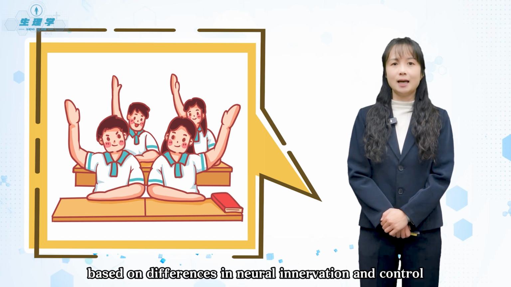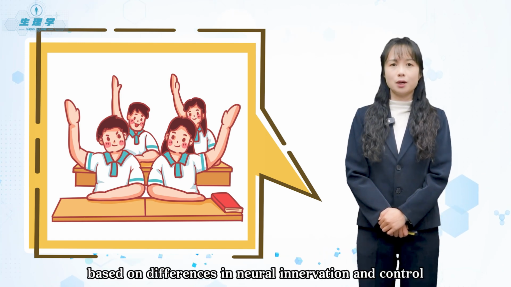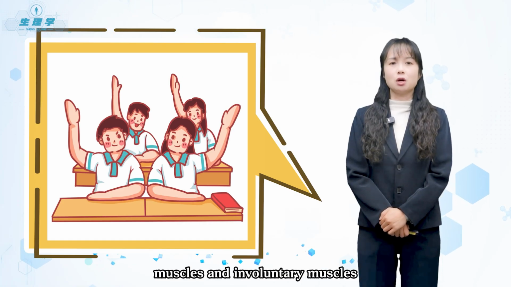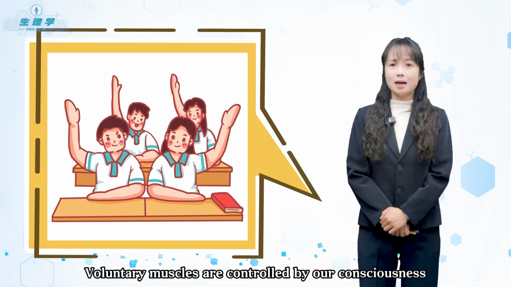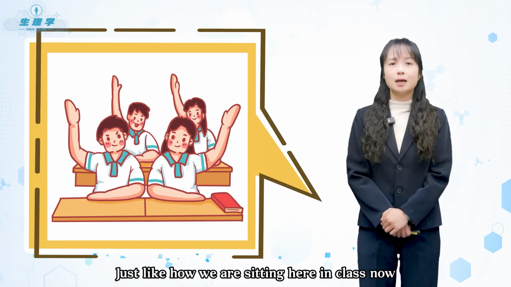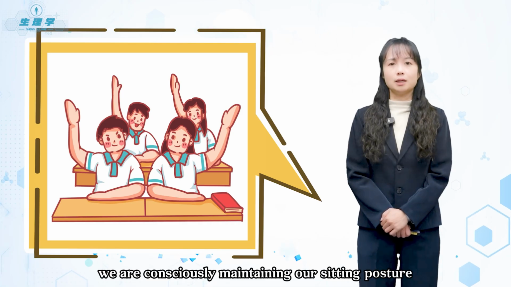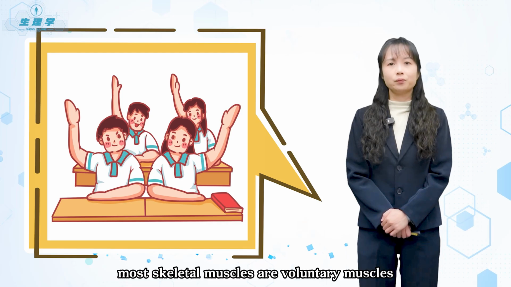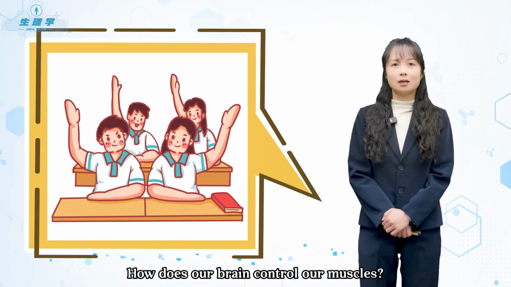In addition, based on differences in neural innervation and control, muscle tissue can also be divided into voluntary muscles and involuntary muscles. Voluntary muscles are controlled by our consciousness, just like how we are sitting here in class now. We are consciously maintaining our sitting posture. Therefore, most skeletal muscles are voluntary muscles. How does our brain control our muscles?